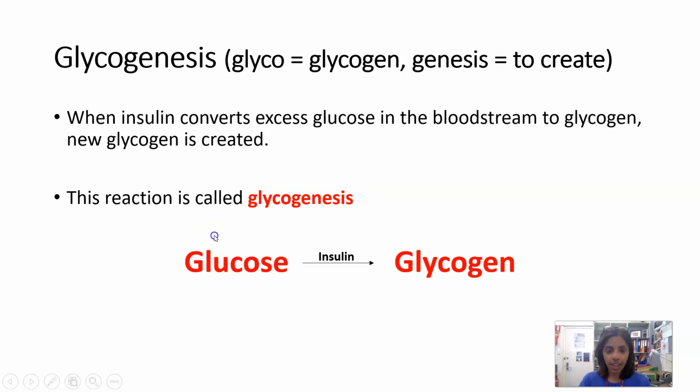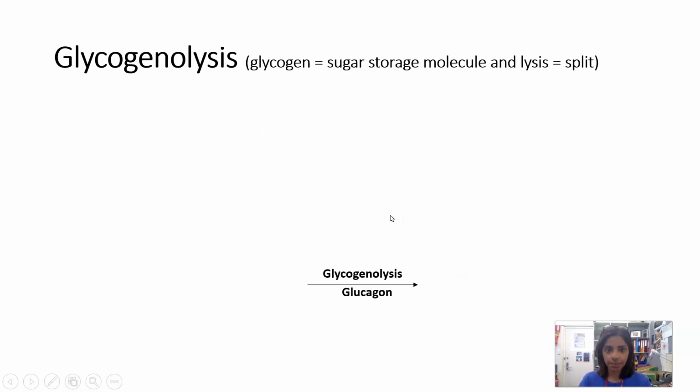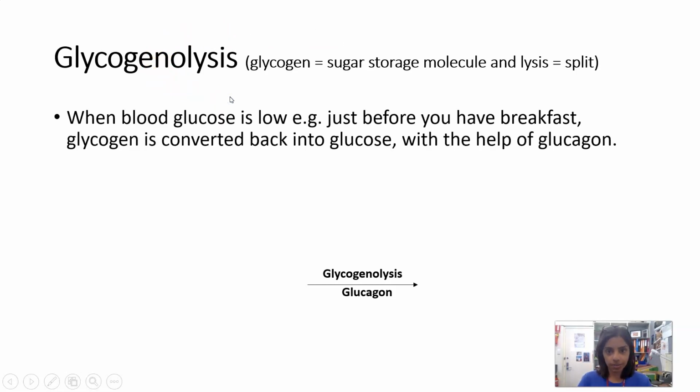Now we're going to be looking at the opposite scenario. So this is a slightly longer word, but we can break it up again. Glycogen, so that's how we store excess glucose molecules. And then we have the word lysis. Lysis simply means to split. So glycogenolysis is the splitting of glycogen.